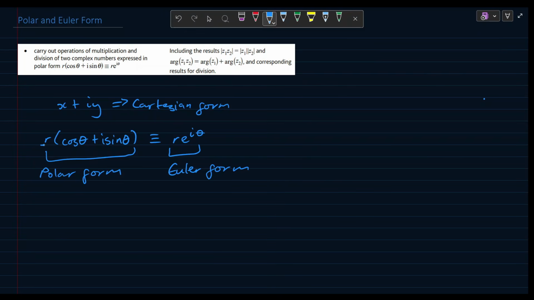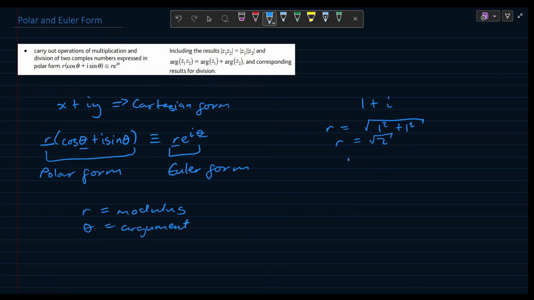Alright, where r represents the modulus of your complex number and theta represents the argument of your complex number. So r and theta are modulus and argument respectively. So say for example we have in Cartesian form the complex number 1 plus i. To represent it in either polar or Euler form, we first have to find r, the modulus, as well as its argument. So the modulus will be the square root of 1 squared plus 1 squared, so this is the square root of 2.